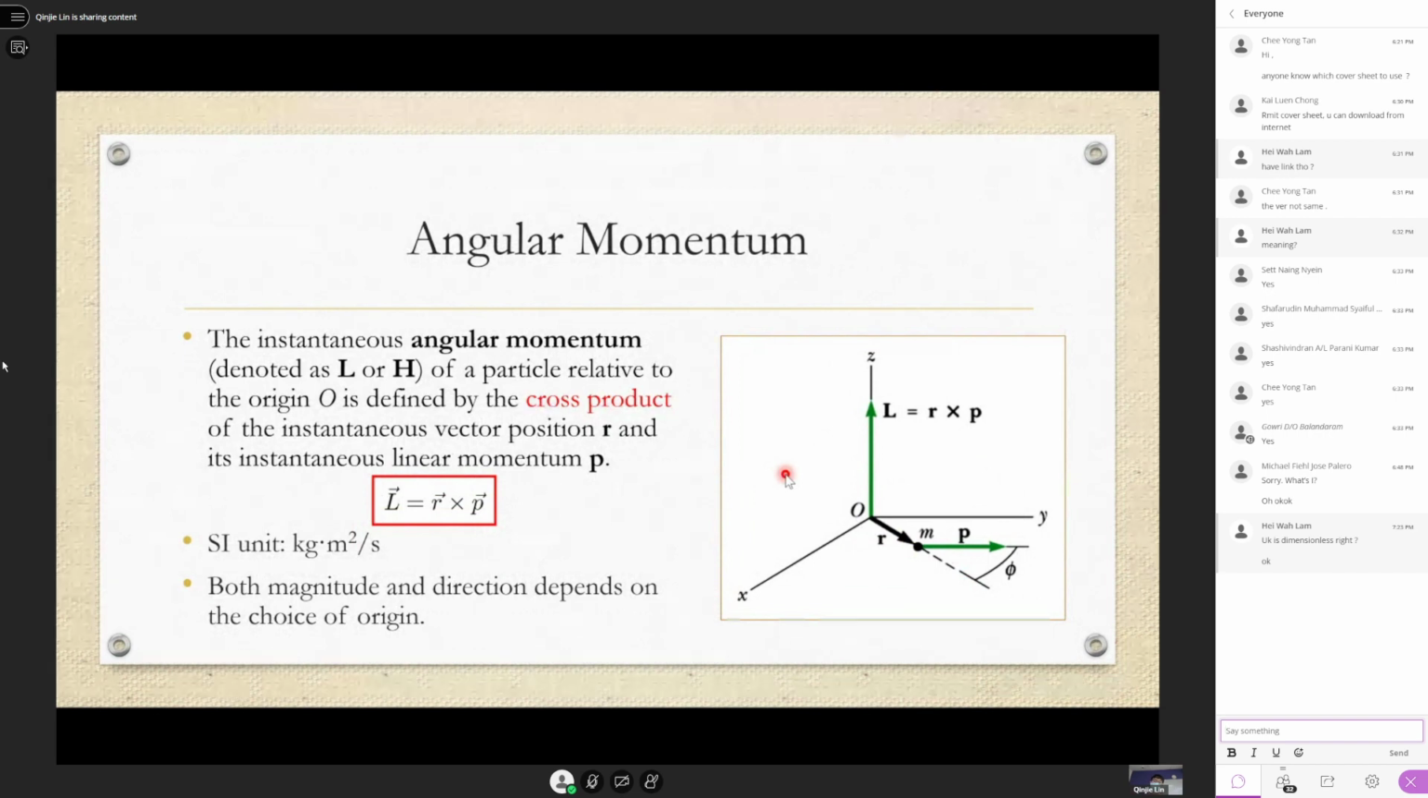Now we come to angular momentum. Remember our linear momentum is equal to mass times velocity. Angular momentum is actually about the same. The instantaneous angular momentum, sometimes written as L, sometimes as H, of a particle relative to the origin O is defined by the cross product of the instantaneous vector position, that is your R, and the instantaneous linear momentum. So angular momentum is just the vector position R cross the linear momentum.